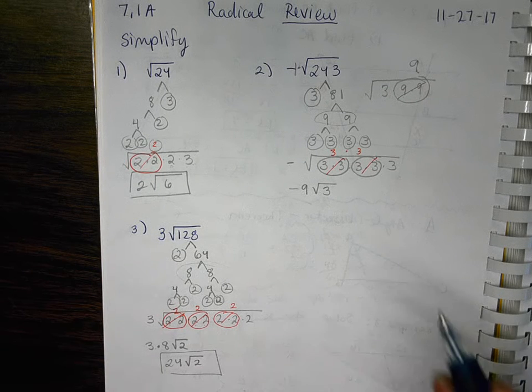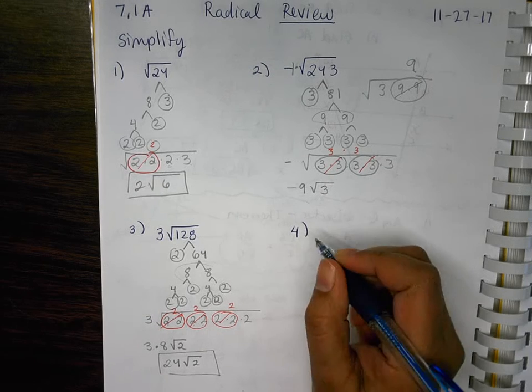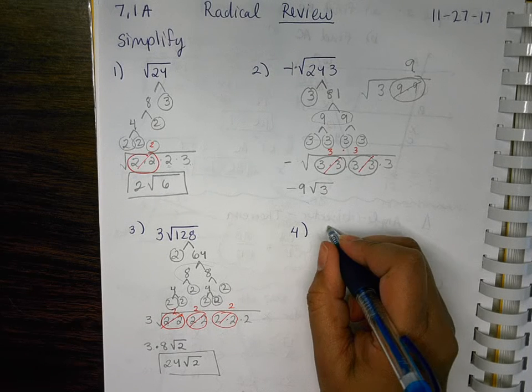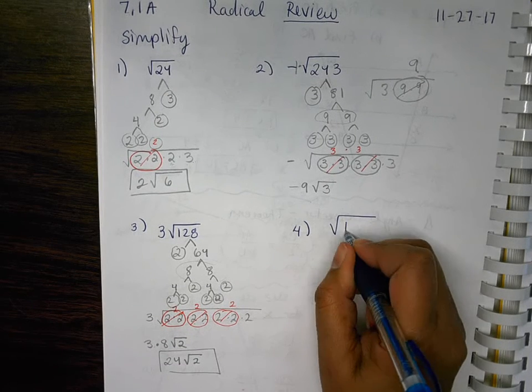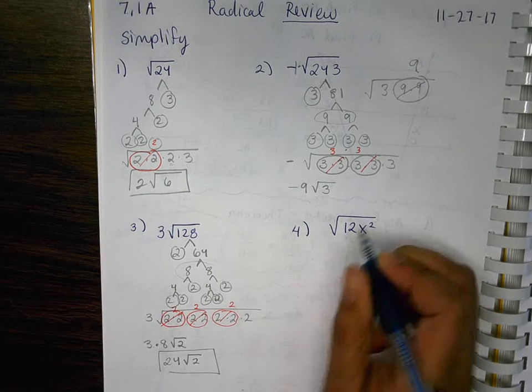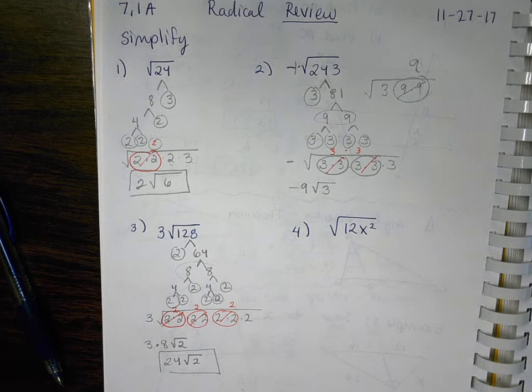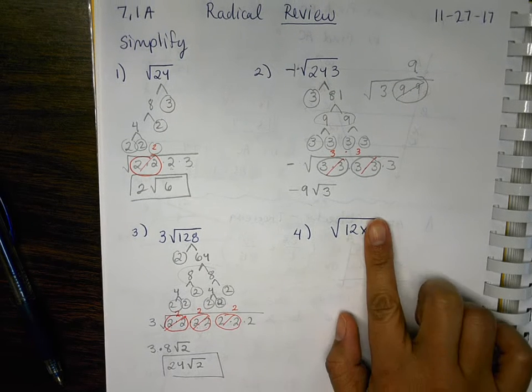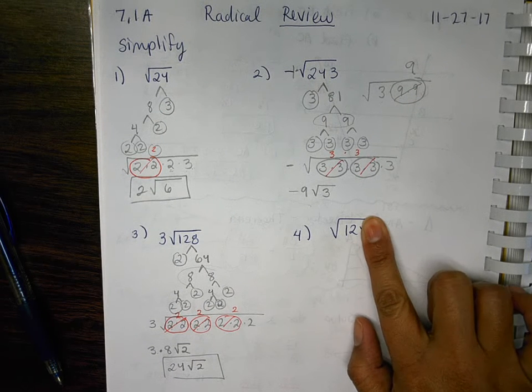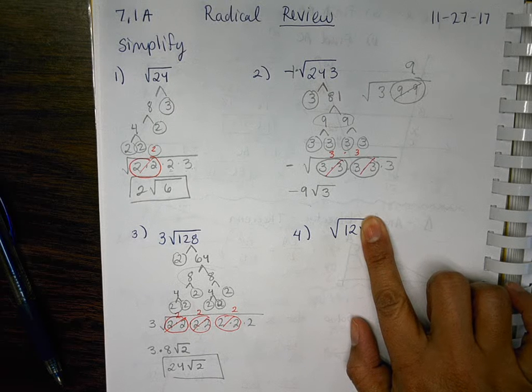Got it? All right, number 4, the square root of 12x squared. Oh no. And we're going to assume here that our variables are positive. Our variables are always positive. All right. What's different here? A variable. The variable. Ignore it for now and break up the 12 just like you usually would. And that one's an easy number to break up.